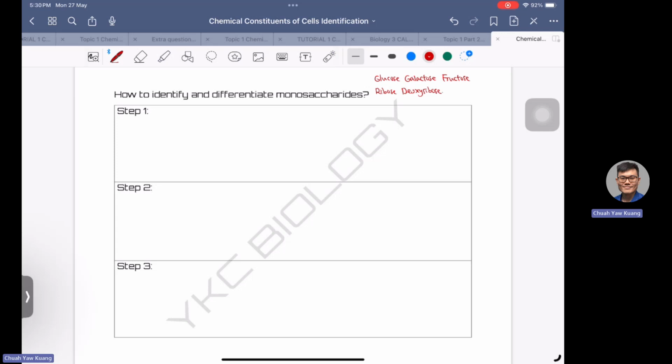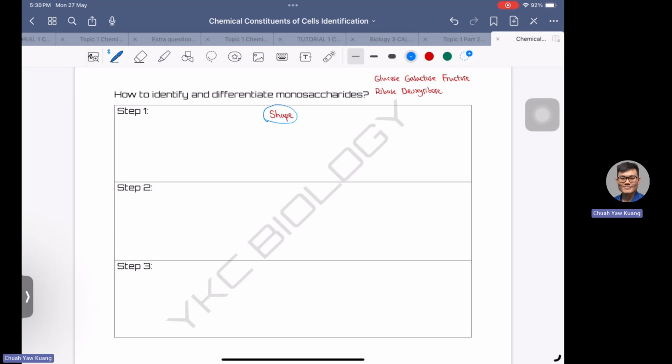So how can we differentiate all of them? By using 3 simple steps. In step 1, we will always look at their shape. All of these monosaccharides are either pentose sugars or hexose sugars. So the first step is always to look at their shape.